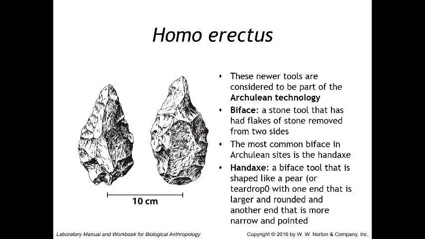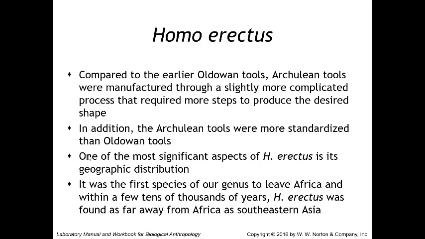So a hand axe is a biface tool that is shaped like a pear or a teardrop, with one end that is larger and rounded and another end that is more narrow and pointed. Compared to the earlier Oldowan tools, Acheulean tools were manufactured through a slightly more complicated process that required more steps to produce the desired shape.